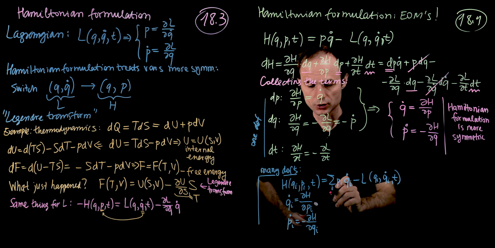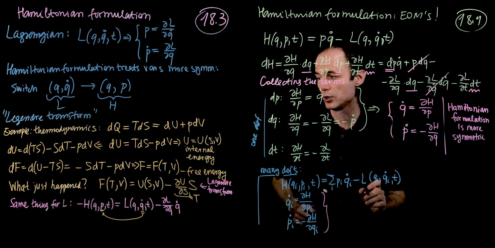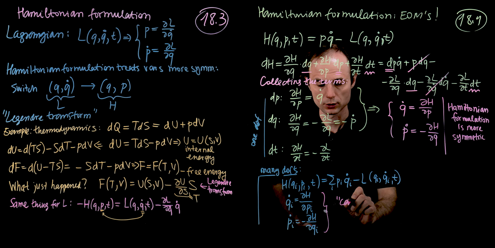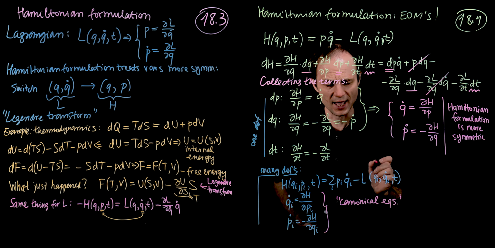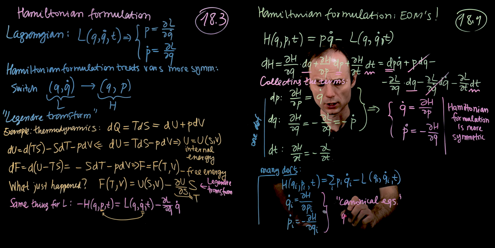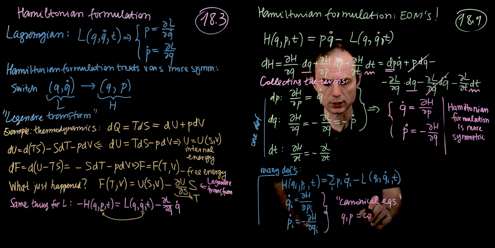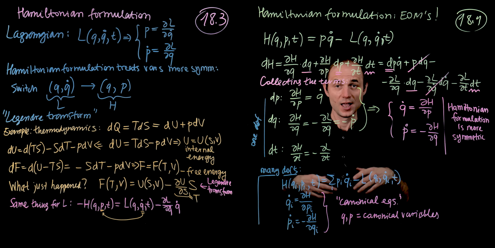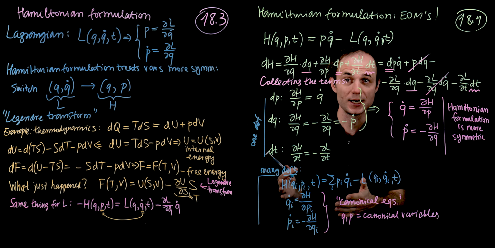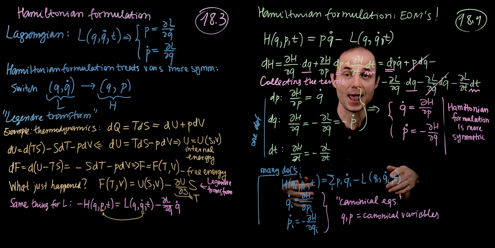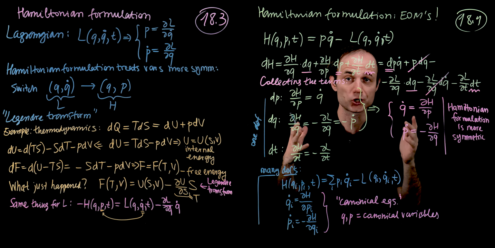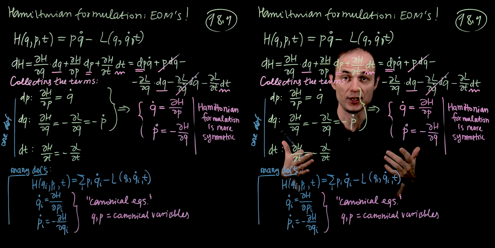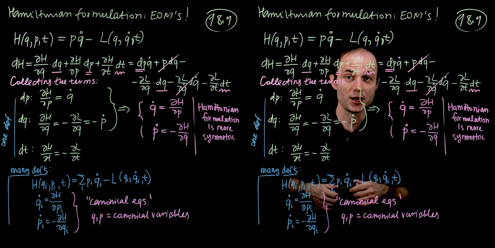So these equations are known as canonical equations, and consequently, q and p are known as canonical variables. Now that we know how to write down the canonical equations, we can put them to action. And in part 5 of lecture 18, we're going to develop an action plan and apply it to a couple of examples. I'm going to see you there.